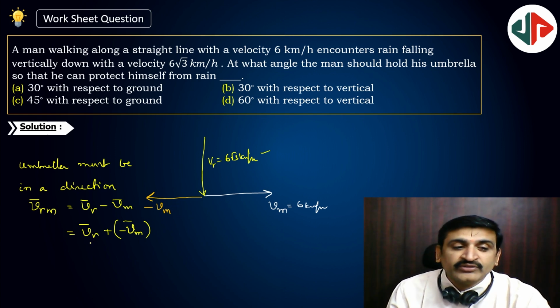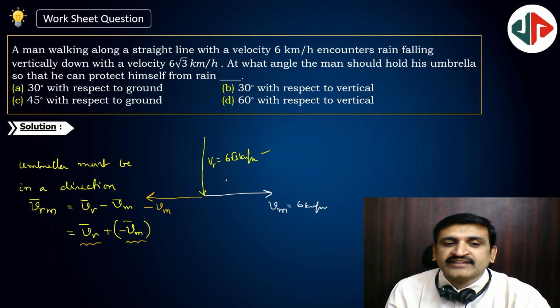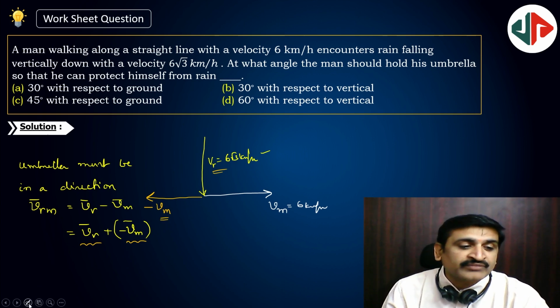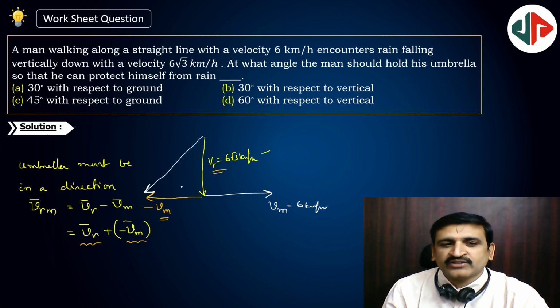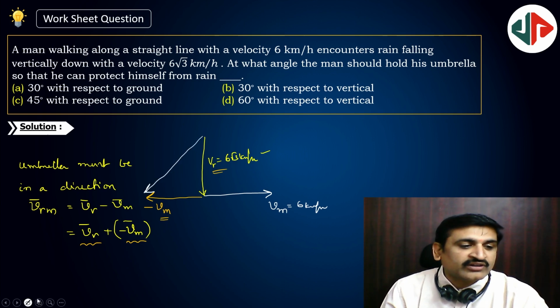Now what you need to do? VR and minus VM must be added. Whenever two vectors are there, how to add them? You need to create a new vector starting from the first point to the last point, and you need to draw the umbrella like this.